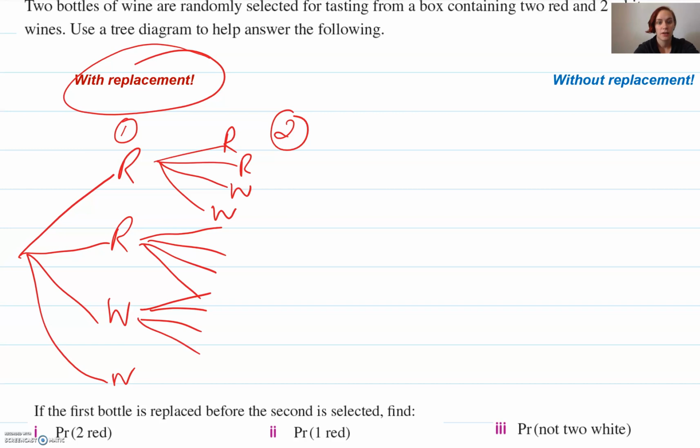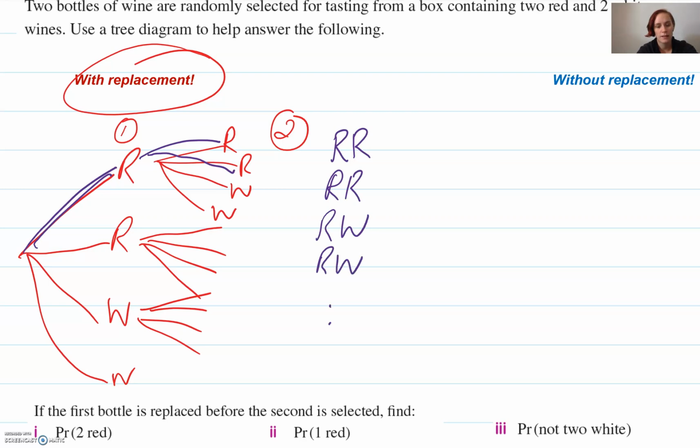Now, at the end of a tree diagram, you should be writing up your sample space. So if I go through the tree this way, from here to here, then my first option is red, then red. Then I'll do the same thing on the next branch: red, then red. Same thing. Then red, then white. Then red, then white. And so on, and so on. That's going to give us 16 possible outcomes, and I would recommend you pause and actually do that in your book.